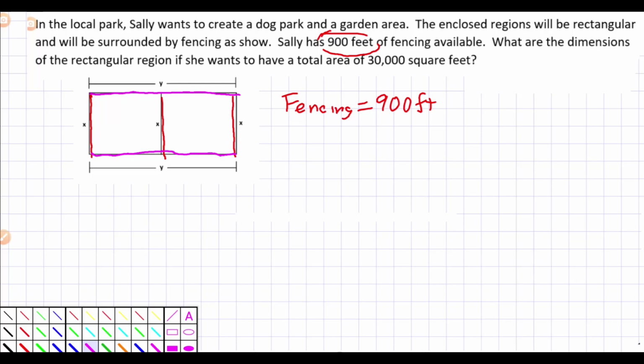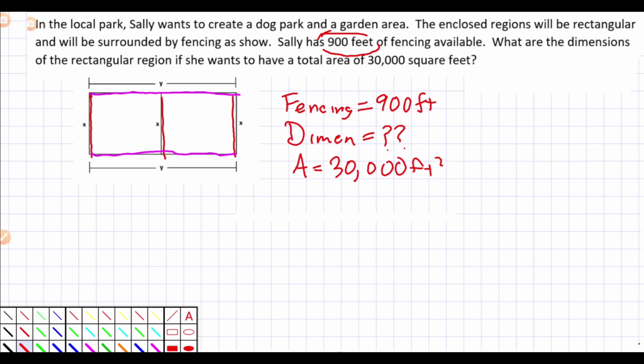All right, let's continue reading this problem, see if we can make sense of it. What are the dimensions of the rectangular region? So we just need to know what are the dimensions. If she wants to have, and we know the total area, so we know the area is going to be 30,000 square feet. Okay, beautiful.